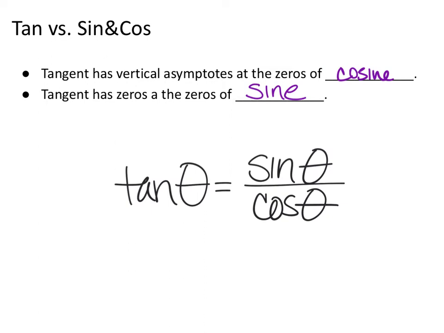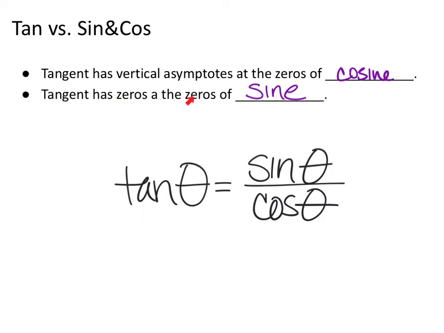Some more things about tangent that we need to know in regards to how it relates to sine and cosine. Again, because of this relationship here, tangent is always going to have an undefined moment, a vertical asymptote, at the zeros of cosine. Because if my denominator is 0, then this is an undefined fraction. So when cosine has a 0, tangent is going to have a vertical asymptote or a hole in the graph.